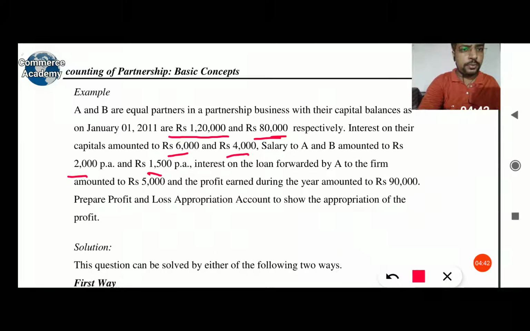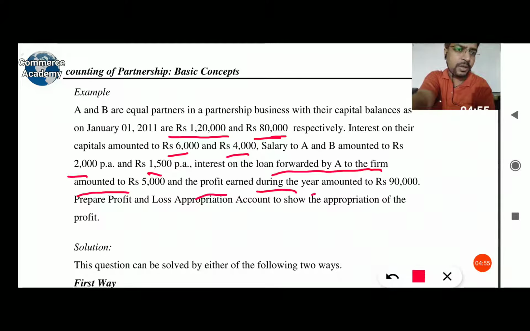Interest on the loan forwarded by A to the firm, interest on loan जो है फॉर्म को दे दिया गया है, फॉरवर्ड कर दिया गया है, is 5,000 annual, and the profit earned during the year amounted to 90,000. 90,000 is the profit.